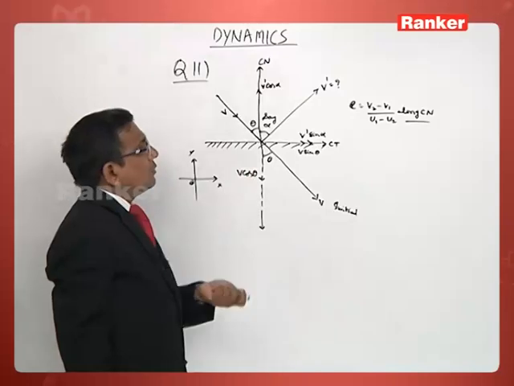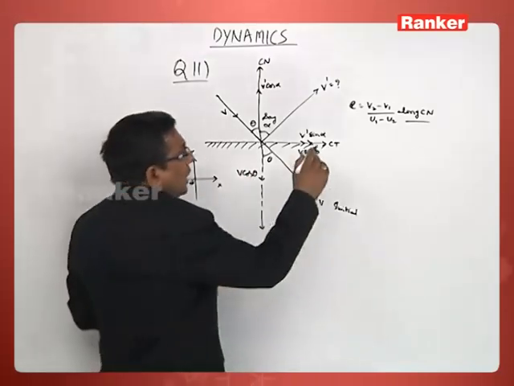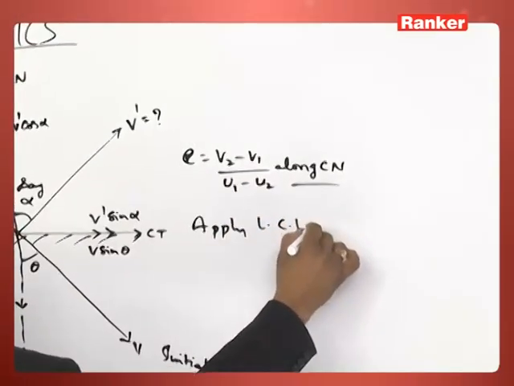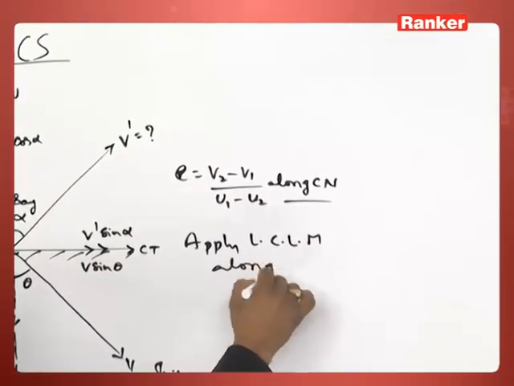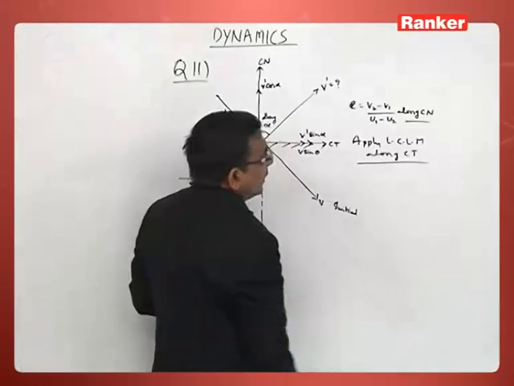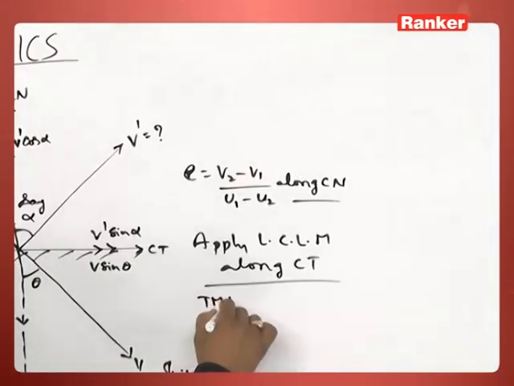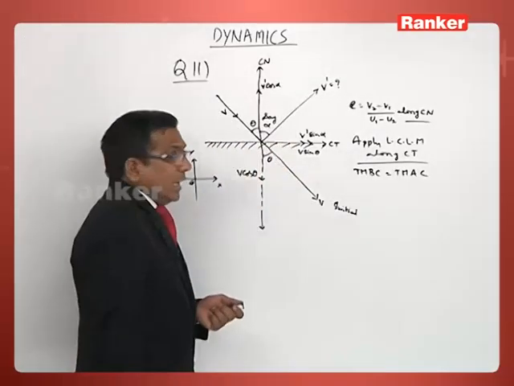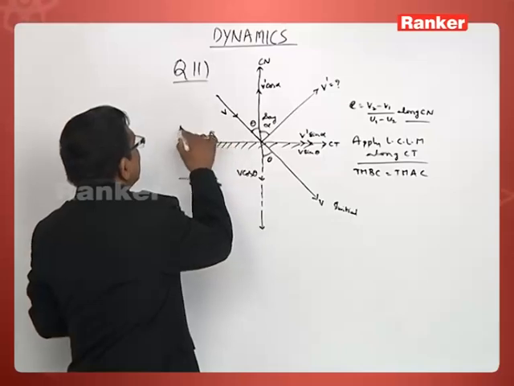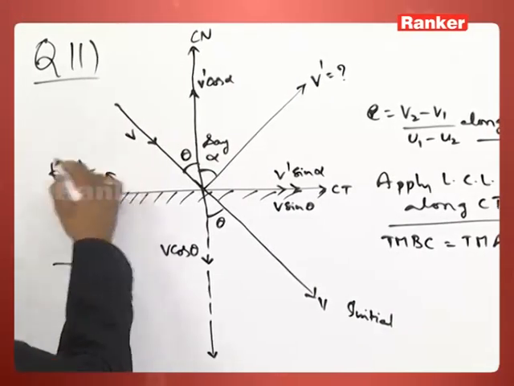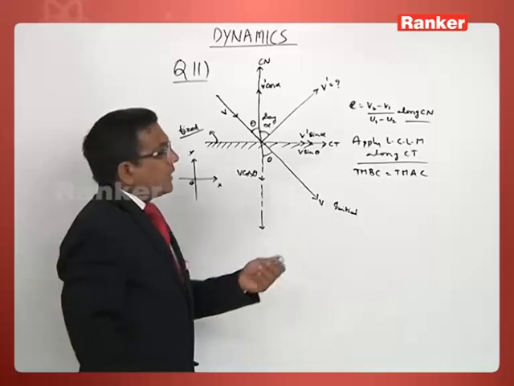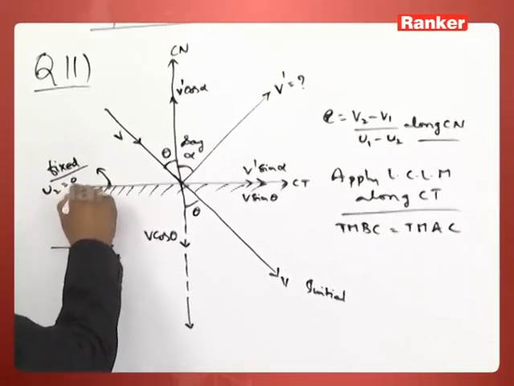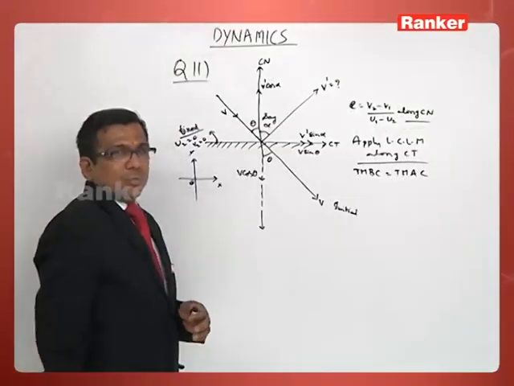Now here, to solve the problem, what we have to do is apply the law of conservation of linear momentum along the common tangent direction. That means total momentum before collision is equal to total momentum after collision. Here also you have to remember this is fixed. So before collision and after collision its velocity will be what? 0. So before collision I take it as u2, after collision I take it as v2 is 0.